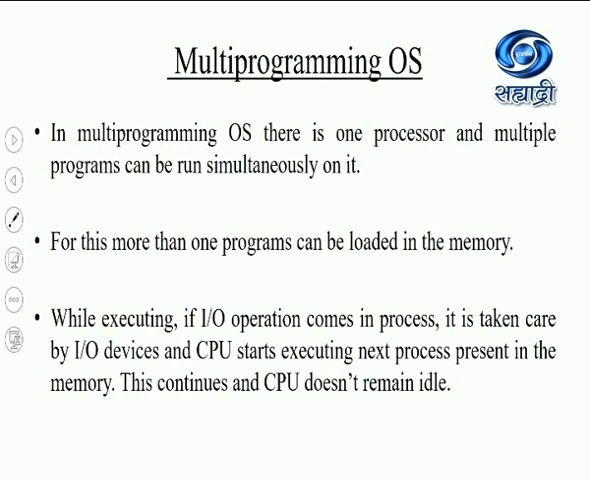What are multiprogramming operating systems? In a multiprogramming operating system, there is one processor and multiple programs can be run simultaneously on it. For this, more than one program can be loaded in the memory. While executing, if an I/O operation comes in a process, it is taken care of by I/O devices and the CPU starts executing the next process present in the memory.